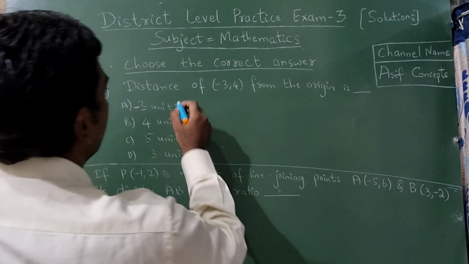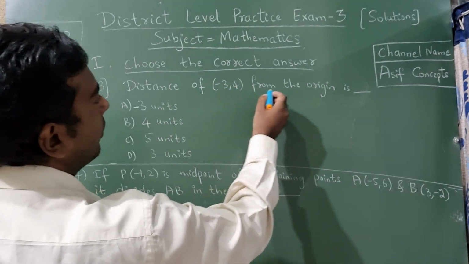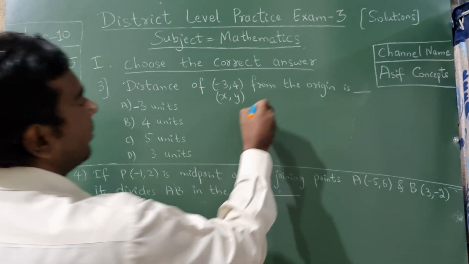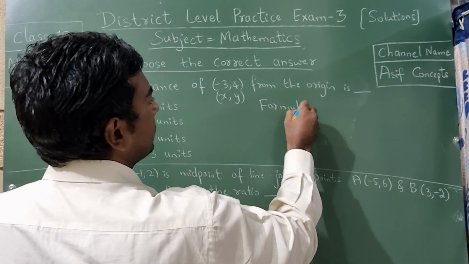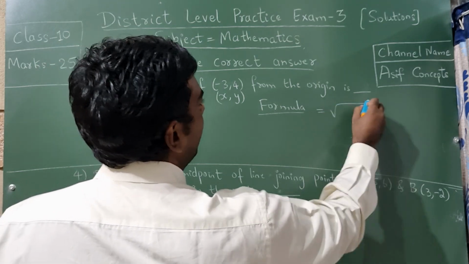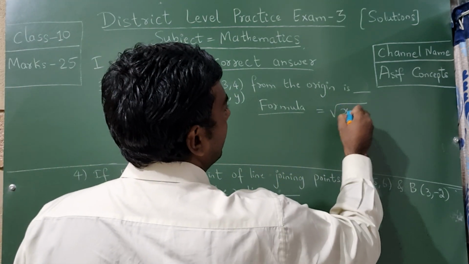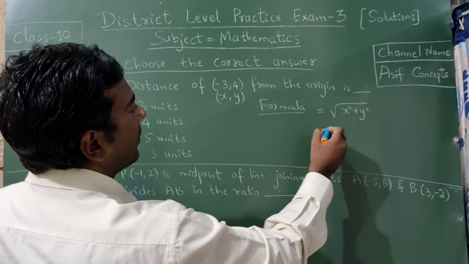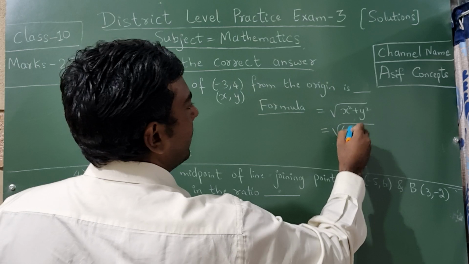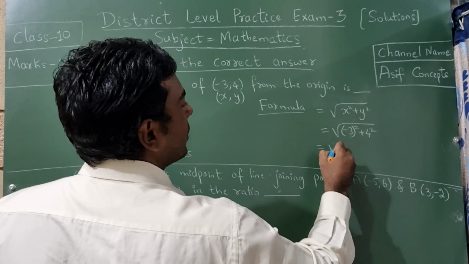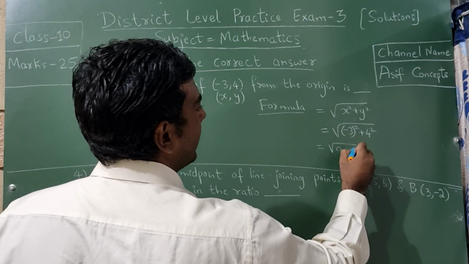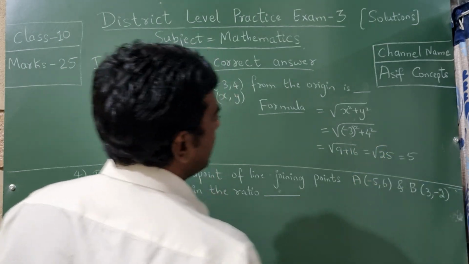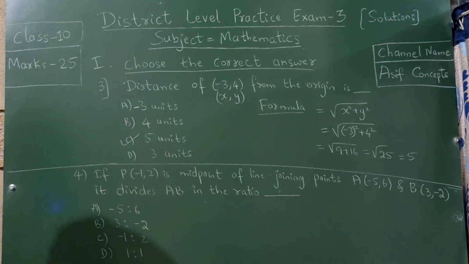Now third question is, distance of minus 3 comma 4 from the origin is. So consider this as x and this as y. Now there is a formula, and the formula for the distance is root of x square plus y square, since it is from the origin. So this will be minus 3 square plus 4 square. So minus 3 square is 9 and 4 square is 16. So 16 plus 9 is root 25 and root 25 is 5. So the correct option is C.